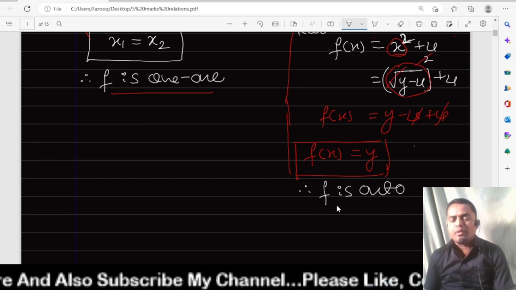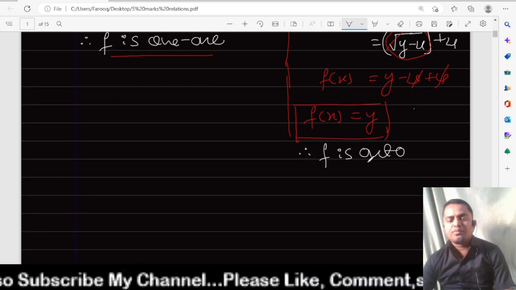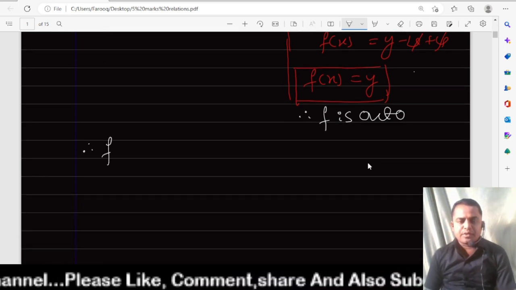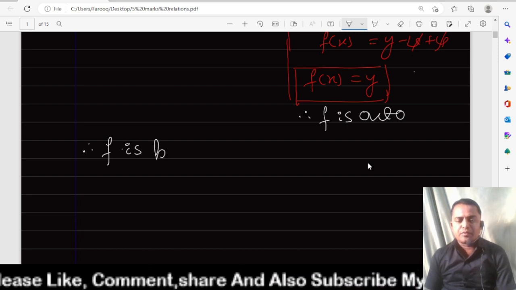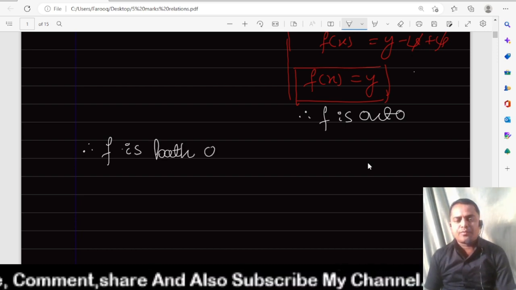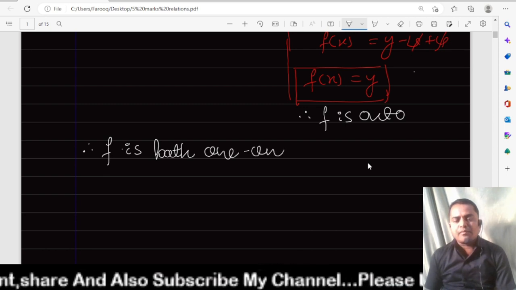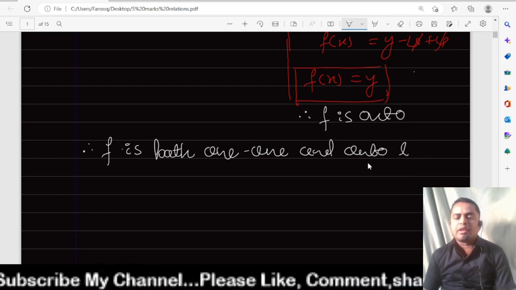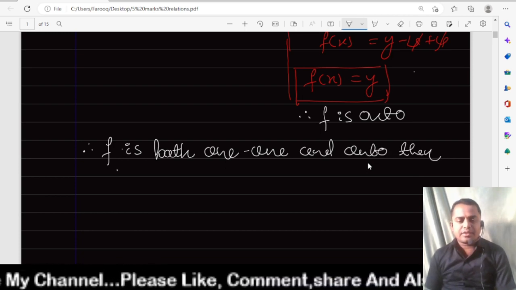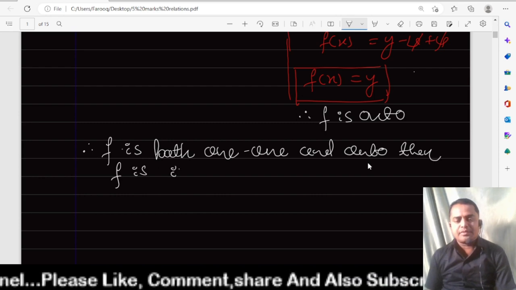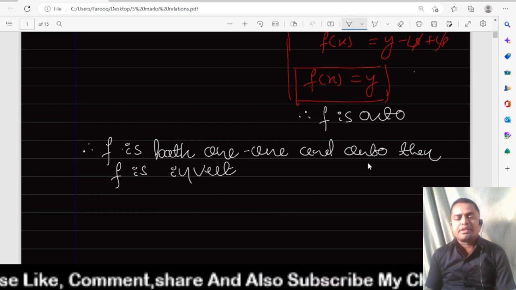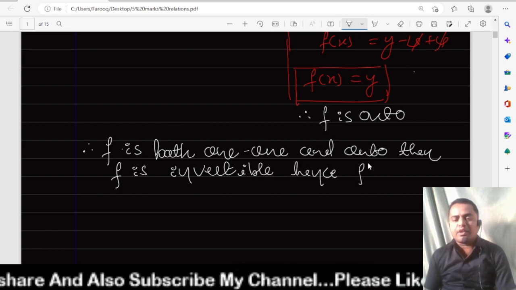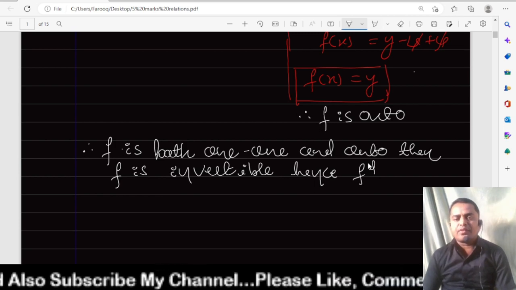Since f is both one-one and onto, therefore f is invertible. Hence f inverse exists.